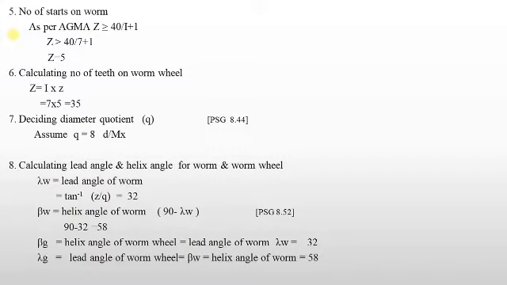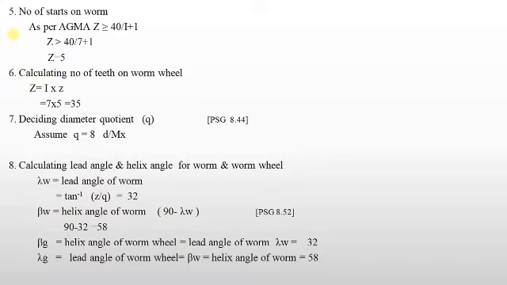Now helix angle of worm wheel is denoted by beta G, which is equal to lead angle of worm, that is equal to 32 degree. The lead angle of worm wheel is equal to helix angle of worm, that is lambda G is equal to 58 degree.